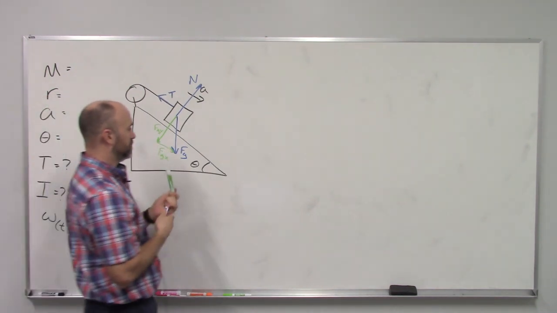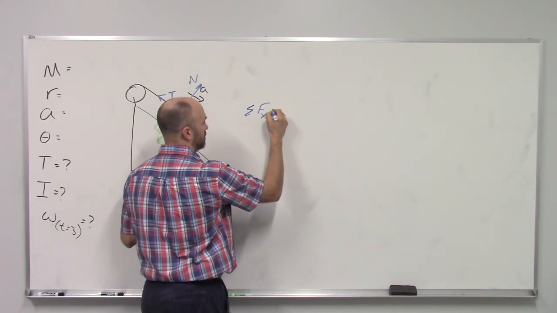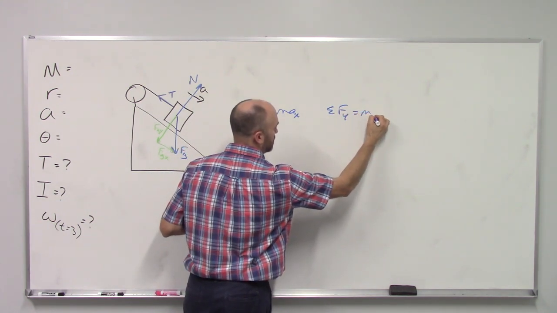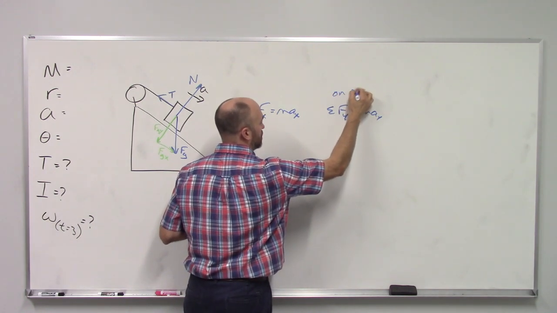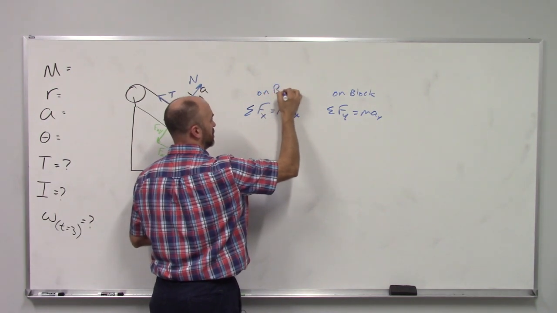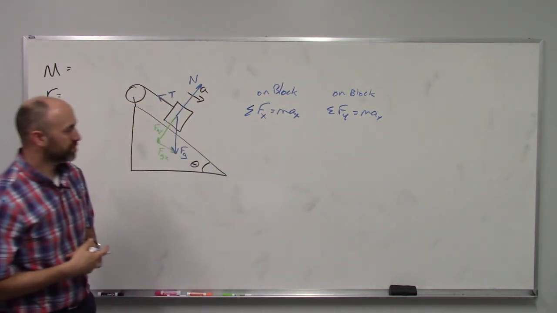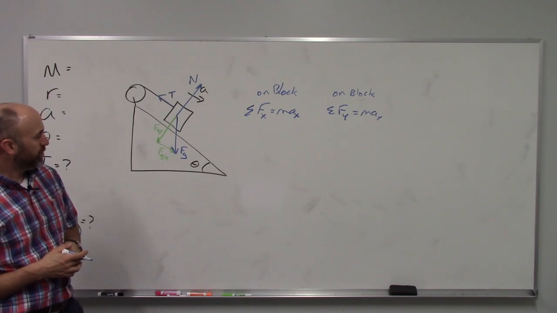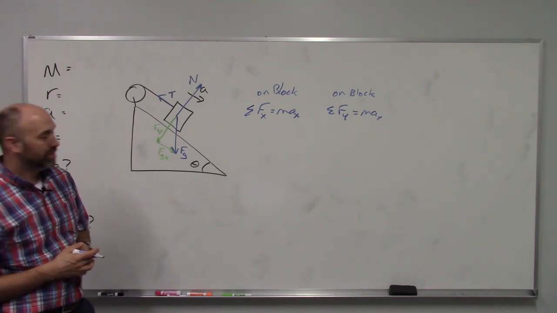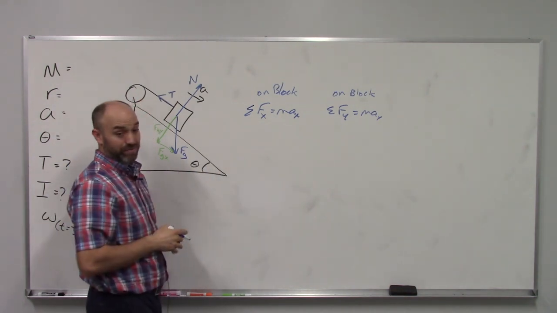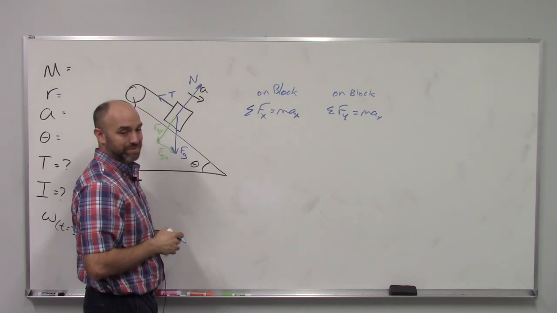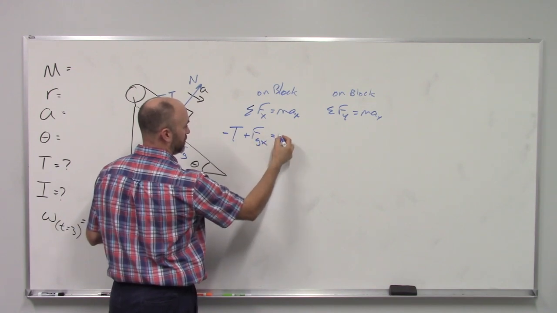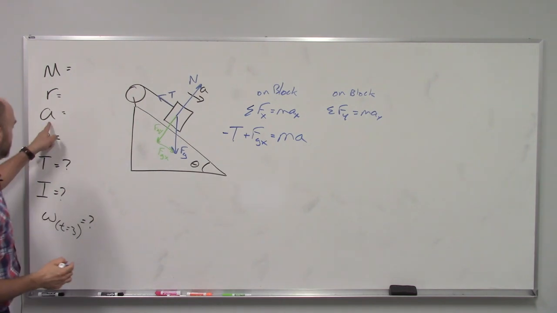And now we'll do the sum of the forces in the X direction and the sum of the forces in the Y direction on the block. Okay, so let's do X. What forces do we have? Tension and force of gravity X. Which one's negative? Tension. Okay, so minus tension plus force of gravity X equals mass times acceleration, and it gives you A.